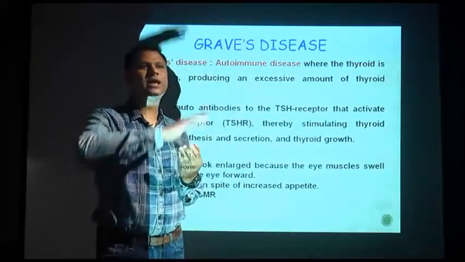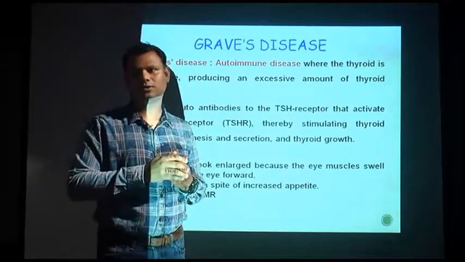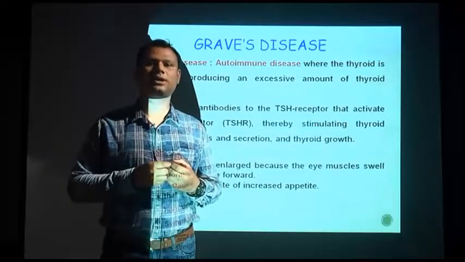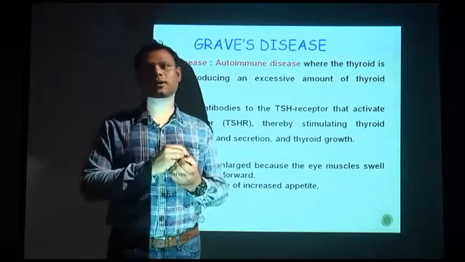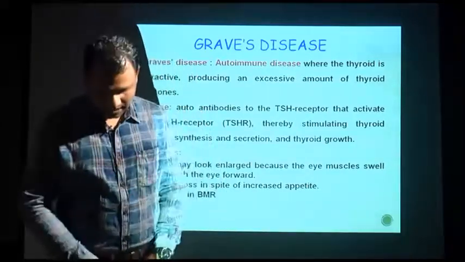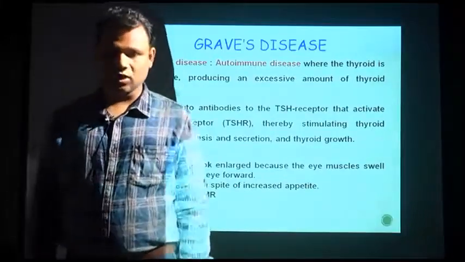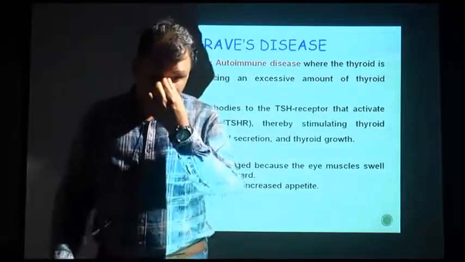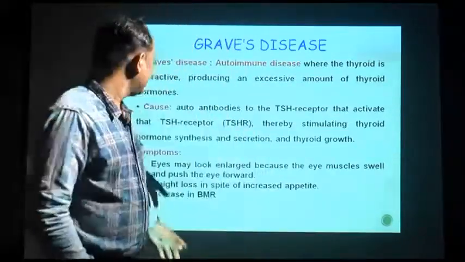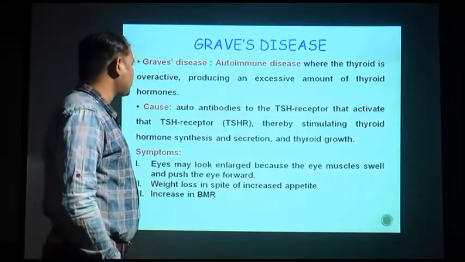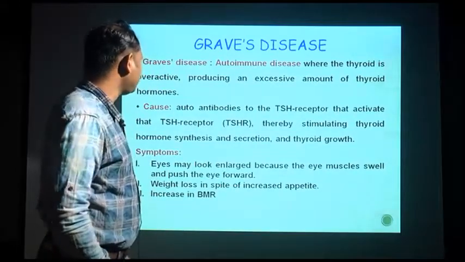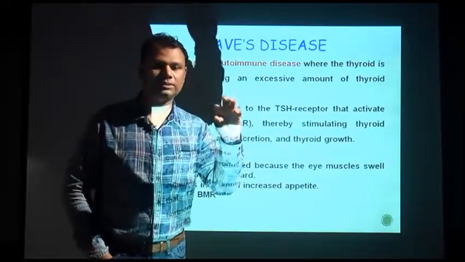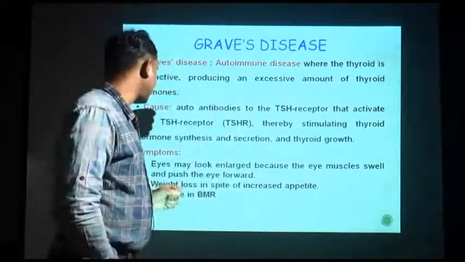Though there is no thyroid stimulating hormone, these autoantibodies act as thyroid stimulating hormone, they bind to the receptor, and they initiate the production of thyroid hormone without the presence of thyroid stimulating hormone. This is an autoimmune condition, and what happens in this case? The eyes may look enlarged because the eye muscle swells and pushes the eye forward. If your eye muscle swells and pushes your bulbs out, you can see an enlarged eyeball.